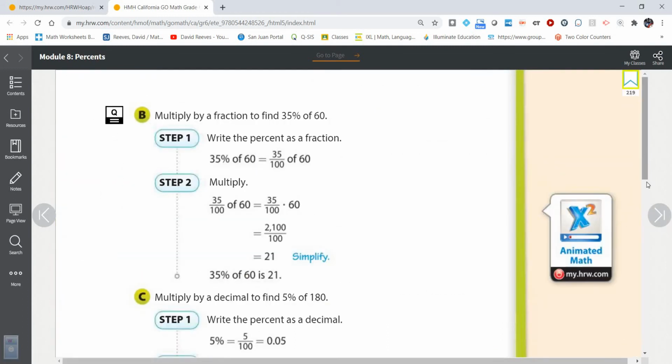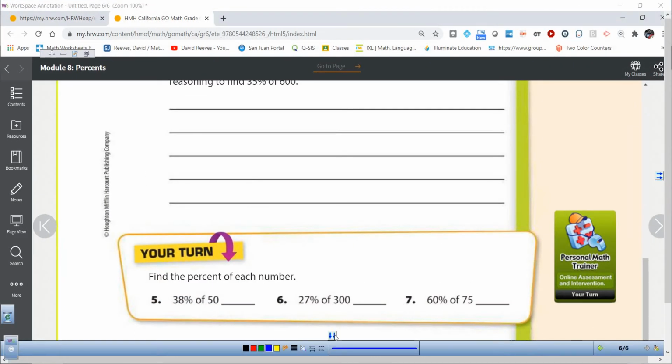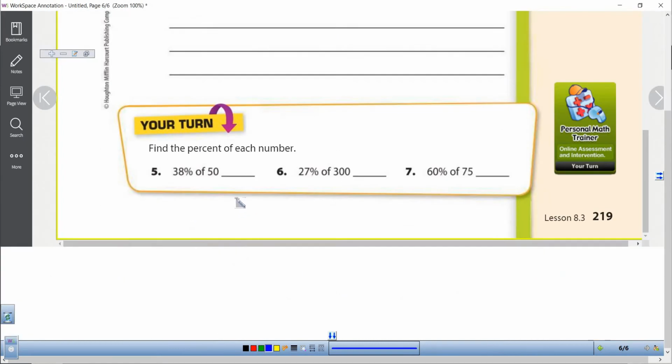All right, so I'm going to just go ahead now and look at these problems that they have. In fact, I'm going to give myself a little more white space underneath here.